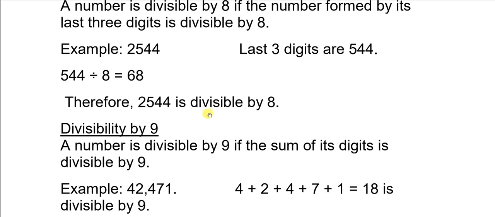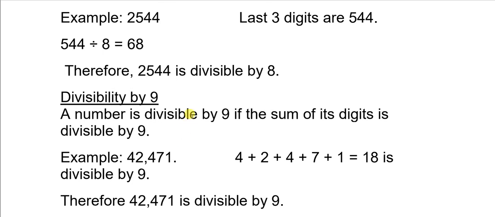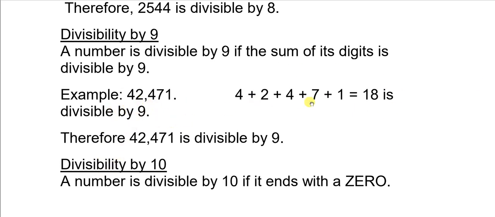Okay, now divisibility by 9. The divisibility by 9 rule is the same as that of the divisibility by 3 rule. Here also we have to check whether the sum of the digits is divisible by 9 or not. So take one example here, 42,471. Now do the sum of the digits. 4 plus 2 plus 4 plus 7 plus 1 is equal to 18. Now you can see 18 is divisible by 9. Therefore 42,471 is also divisible by 9.